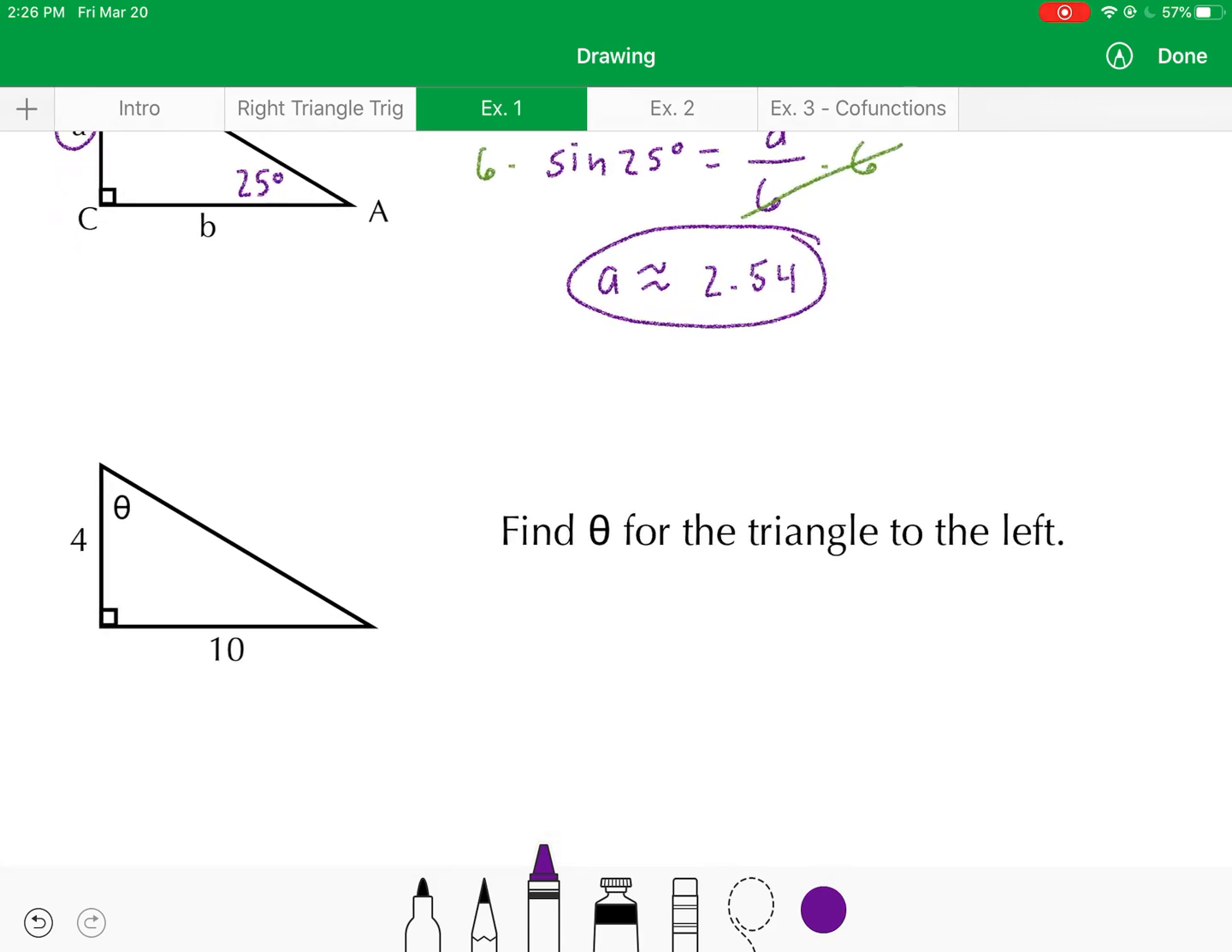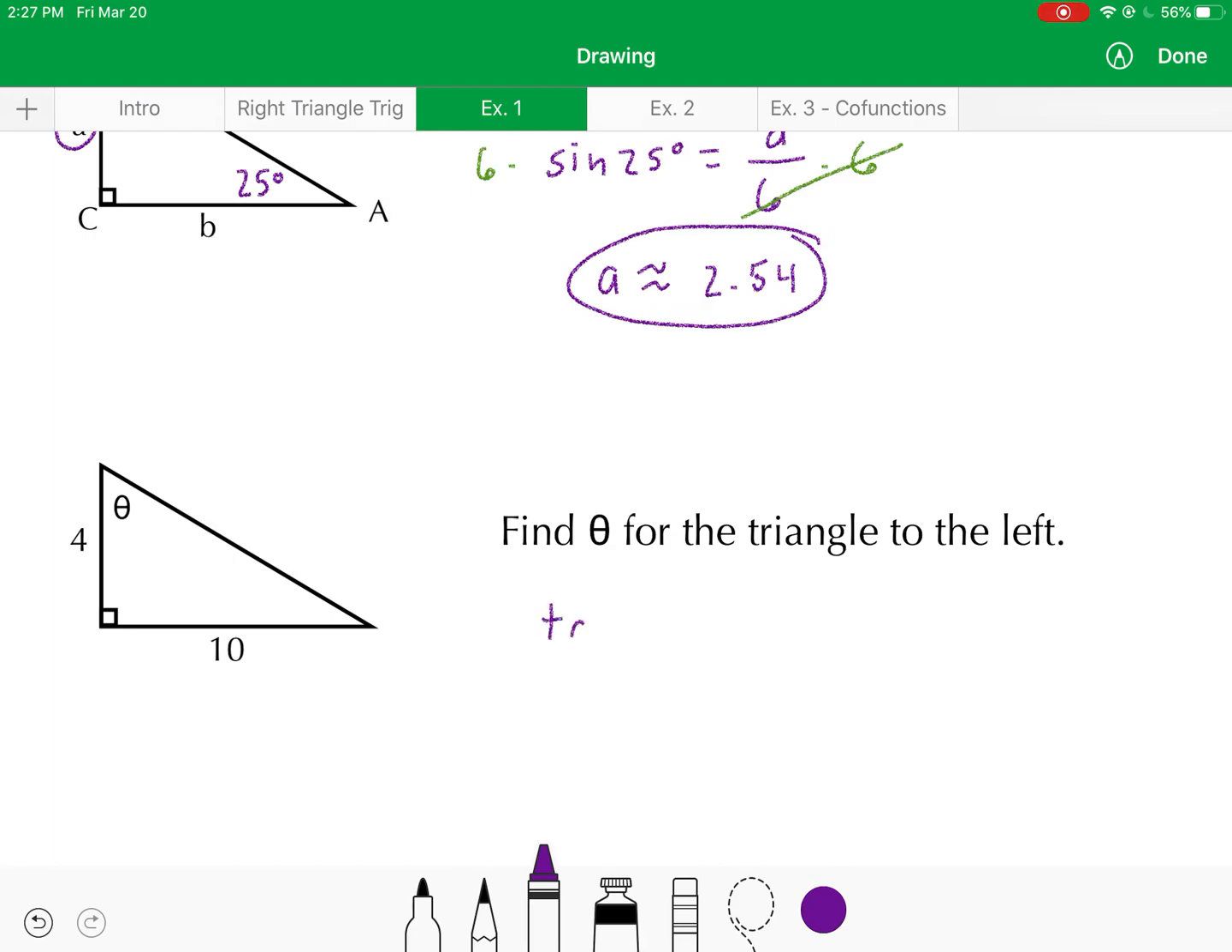All right, next example. This time we're trying to find an angle theta here. And notice the lengths of the sides of the triangle that we're given. They're the two legs, right? We don't know the length of the hypotenuse. We could use Pythagorean theorem here if we really wanted to find the length of the hypotenuse, but I don't think it's necessary because we can use a tangent function.